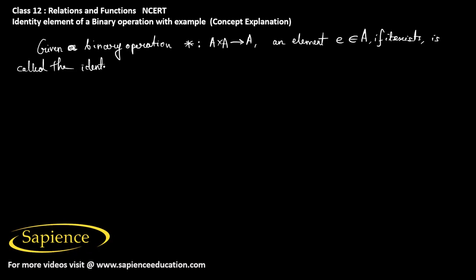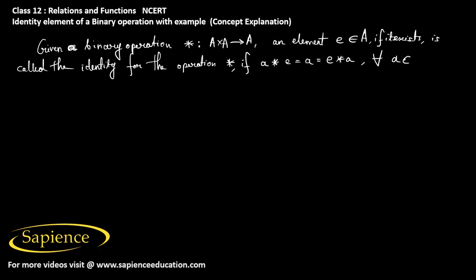It's called the identity for the operation star if A star E is equal to A, which is also equal to E star A, for all A belongs to the set A. So this is the definition of the identity element. We can understand this by one example.